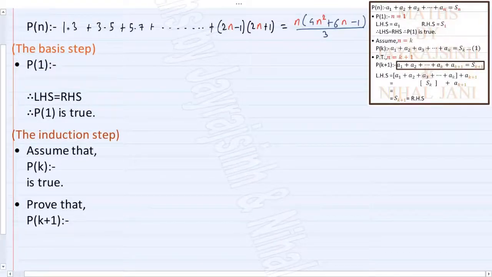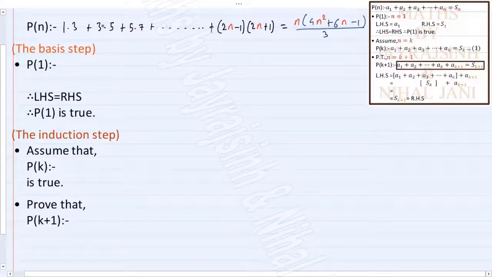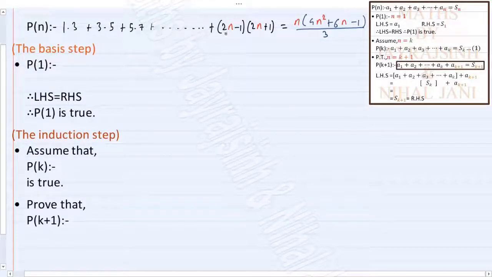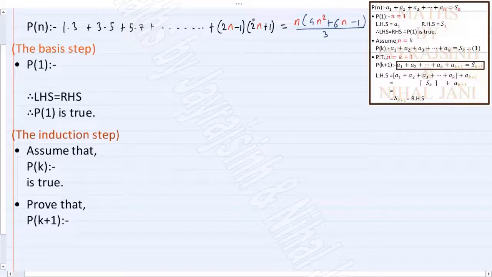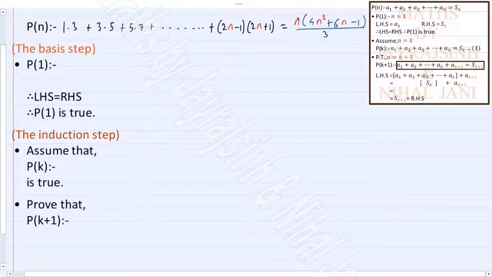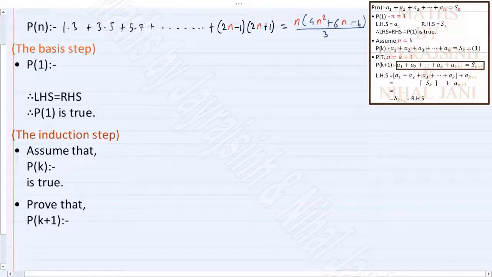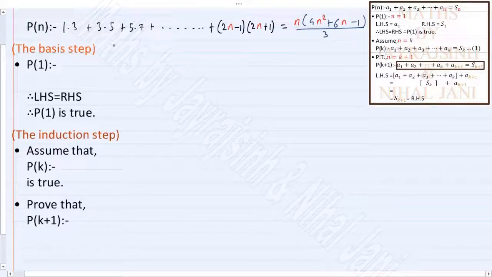Your p of n is 1 into 3 plus 3 into 5 plus 5 into 7 up to 2n minus 1 into 2n plus 1, is equal to n into 4n square plus 6n minus 1 by 3. And to prove this thing, let's begin with the basic step.